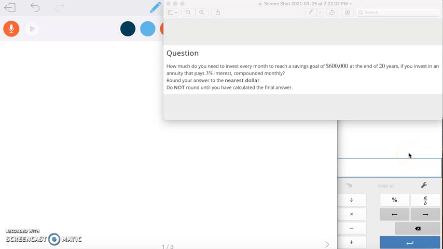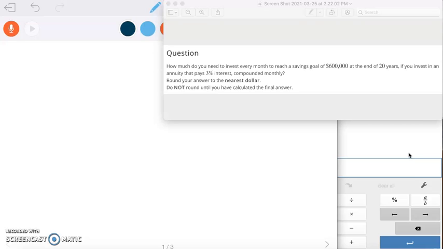This is an annuities example from Unit 3, topic 9 from the homework. So here we have, how much do you need to invest every month to reach a savings goal of $600,000 at the end of 20 years if you invest an annuity that pays 3% interest compounded monthly?